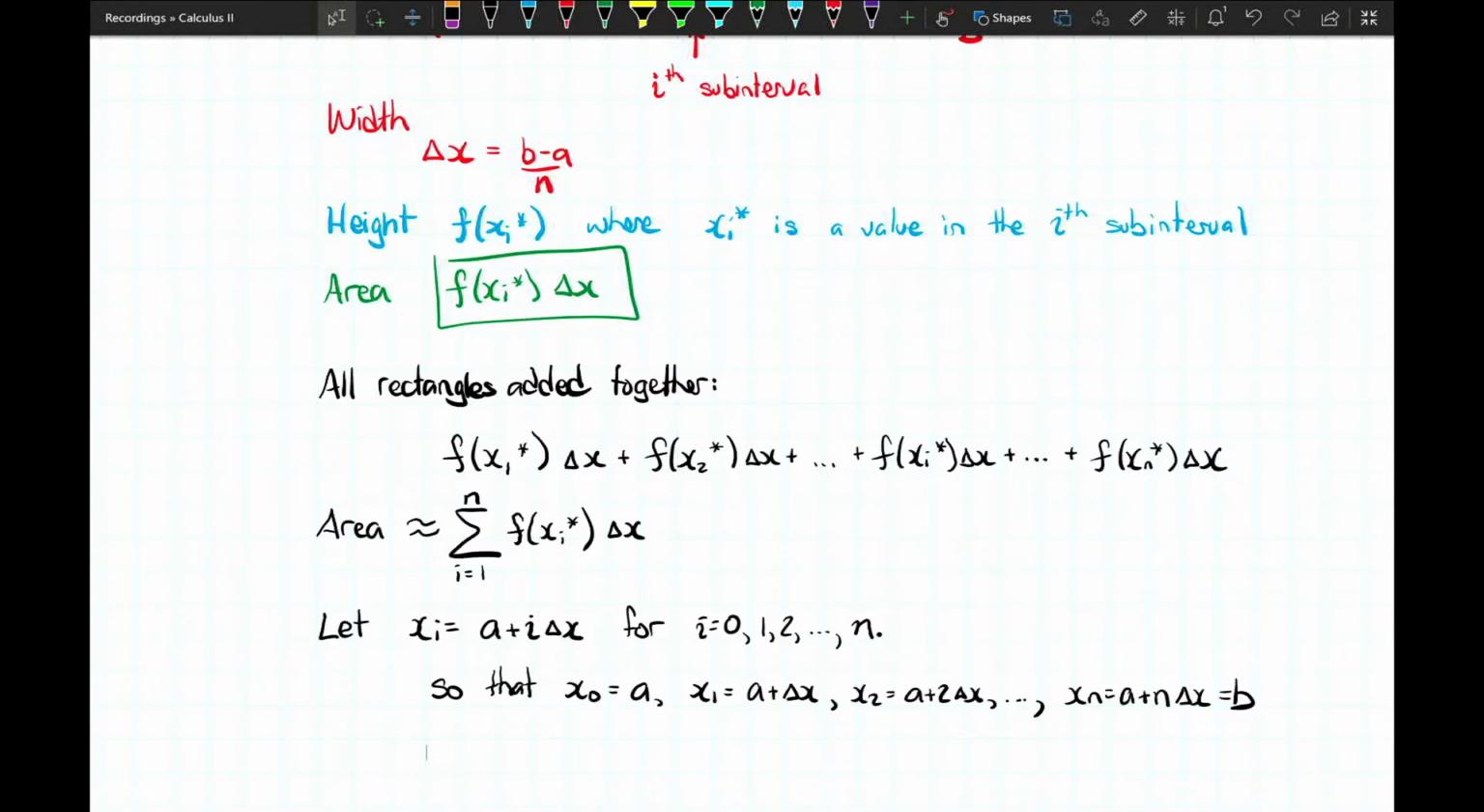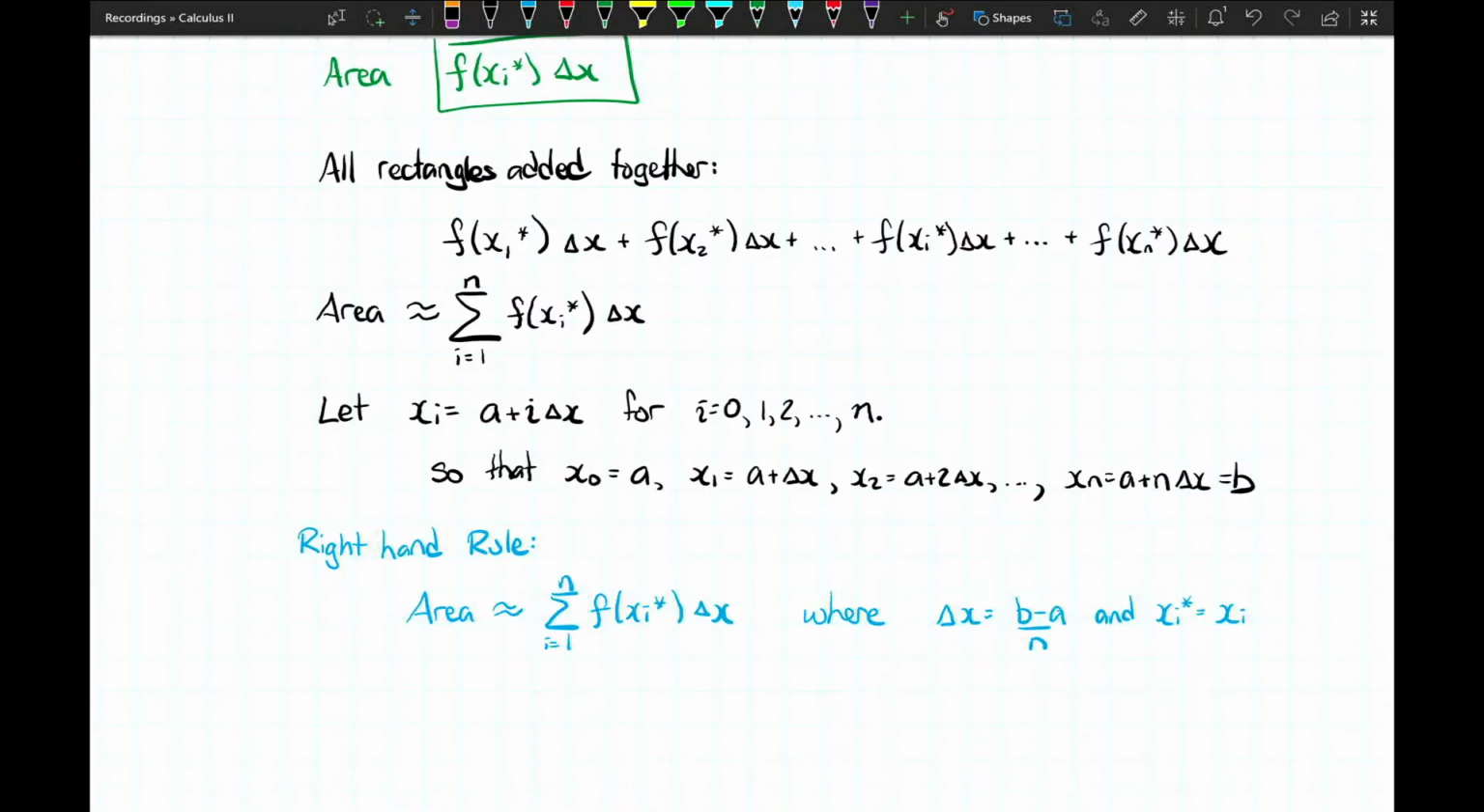x2 would be a plus two of those extra widths. So now you've gotten the width of two rectangles. You're at the right-hand side of the second rectangle or the left-hand side of the third rectangle. And xn, using the same formula, is a plus n times delta x. Well, since delta x is just b minus a over n, that means that xn is equal to b, which is the farthest right endpoint. Now, if we do that, we can define the right-hand rule, the left-hand rule, and the midpoint rule.